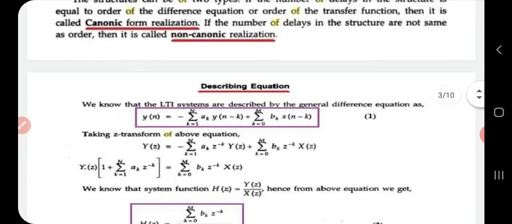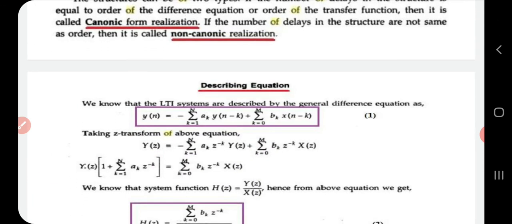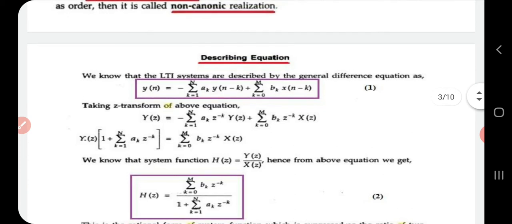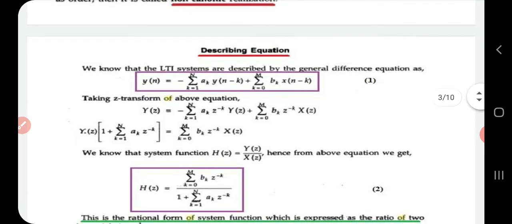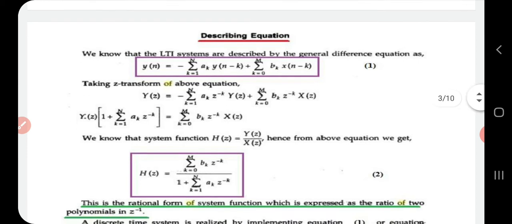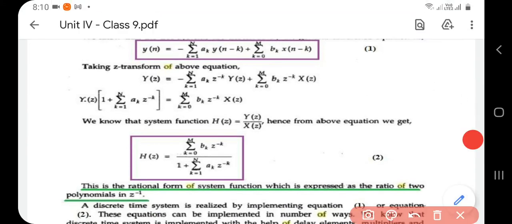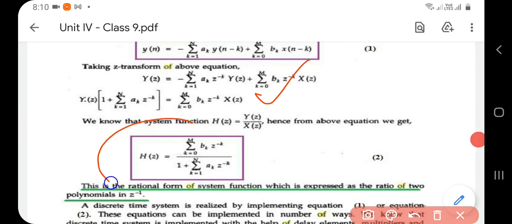Now this is the describing equation, or the general difference equation for a linear time invariant system, given by equation 1. Taking the Z transform, we will get this. As already said in class 8, we know the transfer function or system function H of z is given by Y of z by X of z. So from this equation, the transfer function of an IIR system, in general form, is represented by H of z equal to this numerator by this denominator.